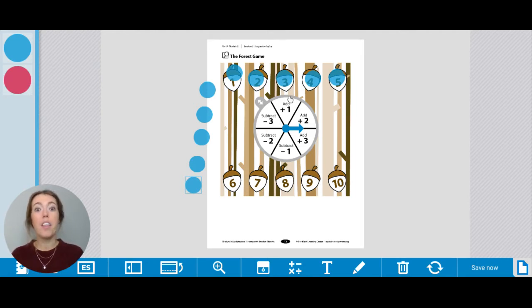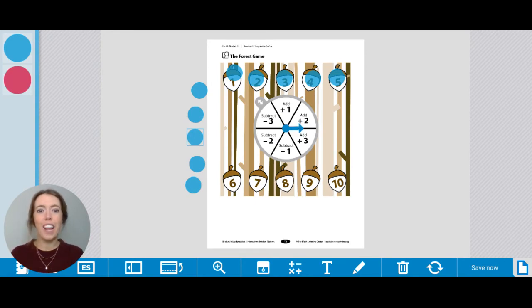Next, I'm going to spin the spinner, and we are going to use the directions on here to know if we can add more squirrels or add more counters to the forest, or if we need to take them away from the forest. I'm going to go ahead and move this all the way off so we can tell who's in the forest and who's not in the forest. Okay, so I'm going to tap right here in the middle to spin the spinner.